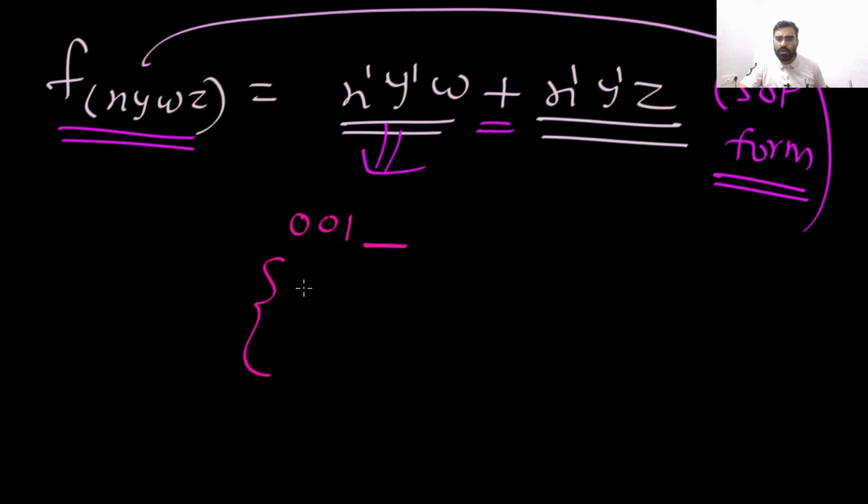So there will be two true minterms you will get. You will get 0, 0, 1, 0, and you will get 0, 0, 1, 1. So these two you will get, which are minterm 2 and minterm 3.